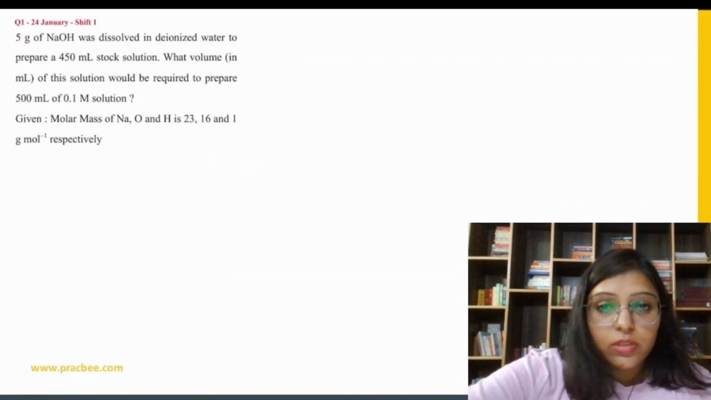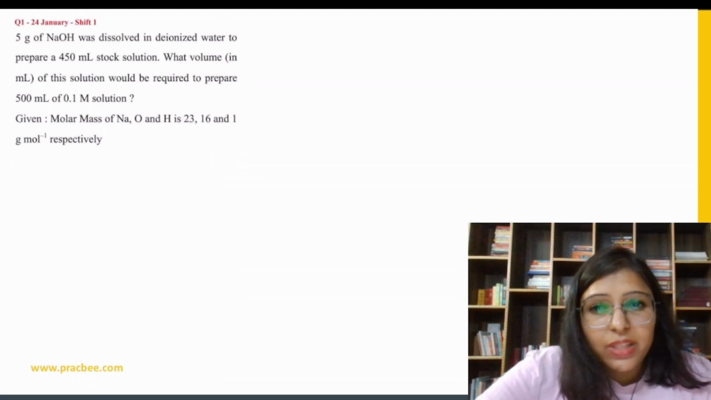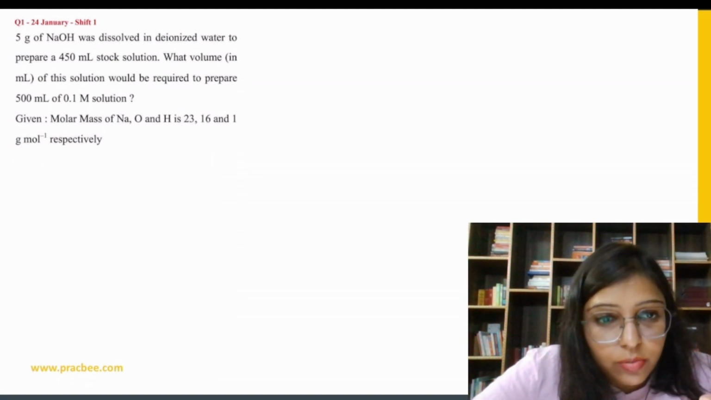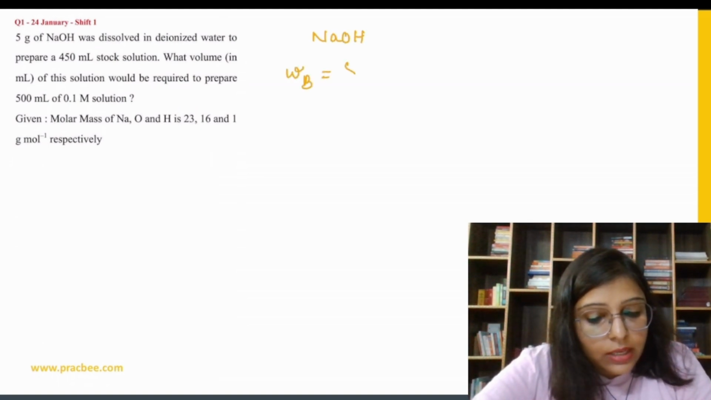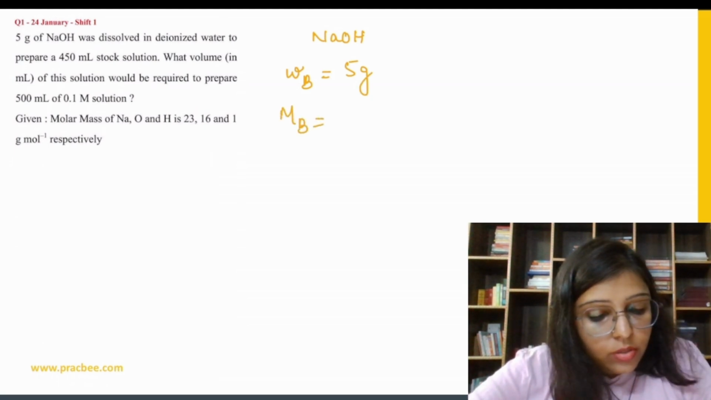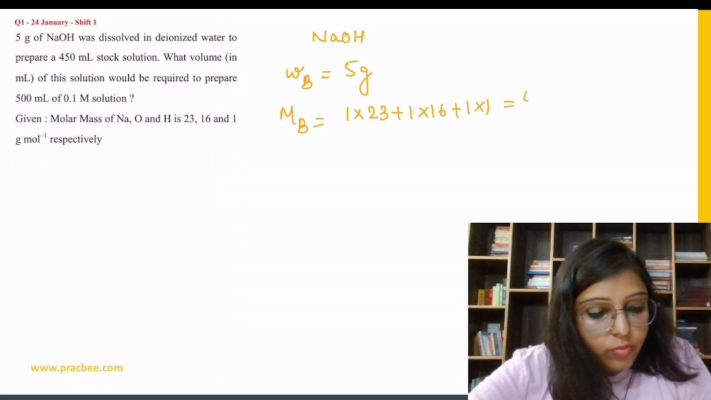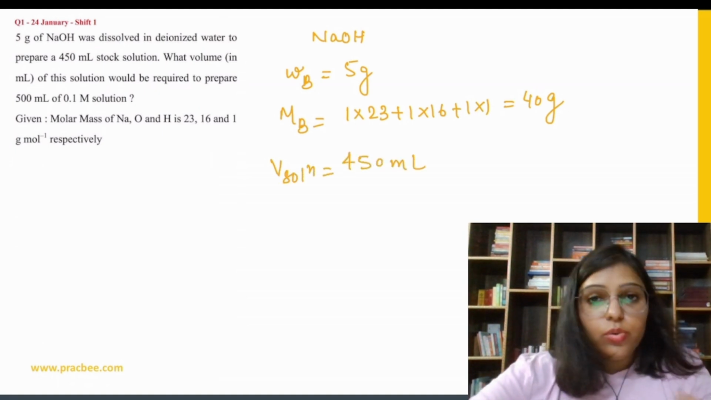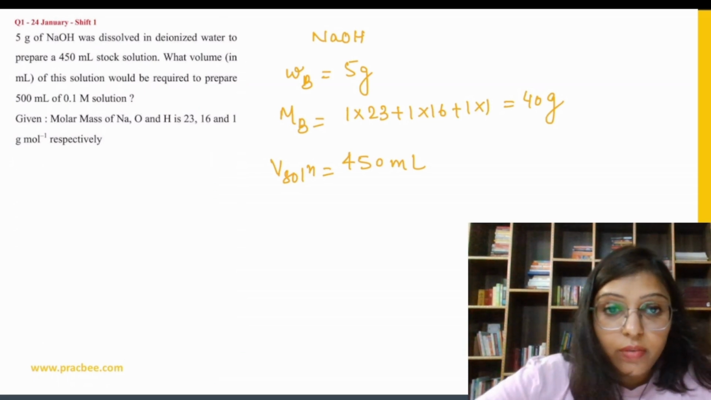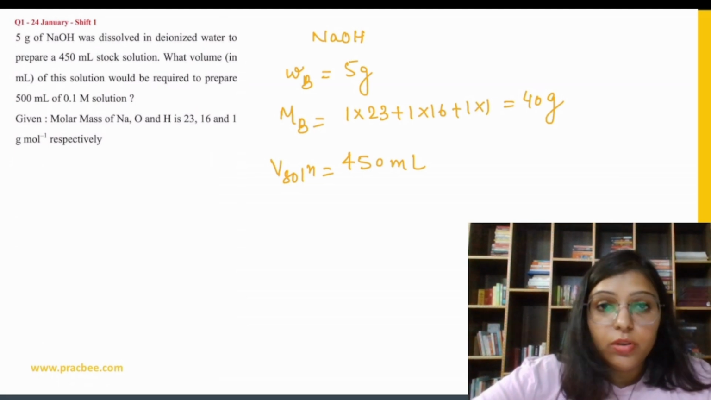5 gram of NaOH was dissolved in deionized water to prepare a 450 ml stock solution. 450 ml stock, meaning we are preparing this in a large amount, right? So the given mass of NaOH, this is W of solute, that is 5 gram. Molar mass of NaOH is 1 into 23 plus 1 into 16 plus 1 into 1, which is equal to 40 gram. And volume of solution is equal to 450 ml. So the question says 5 gram of NaOH was dissolved in deionized water to prepare a 450 ml stock solution. What volume of this solution would be required to prepare 500 ml of 0.1 molar solution?